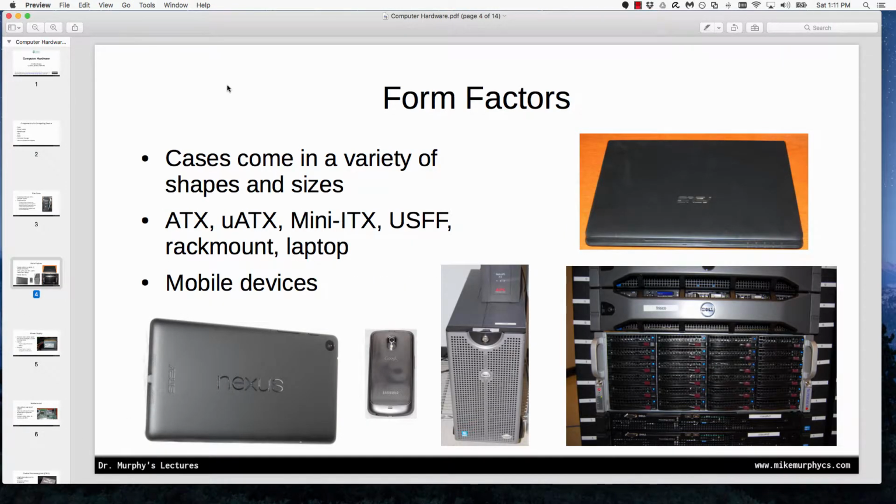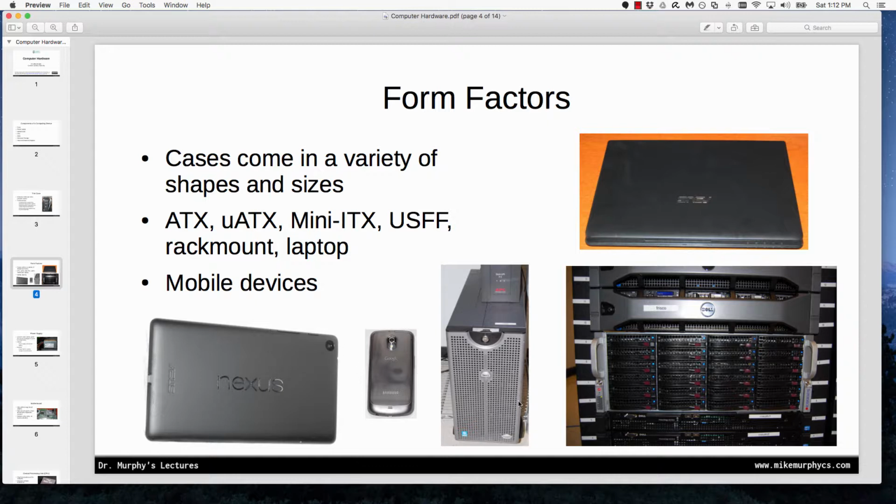Cases come in many different sizes or form factors. So they have specific meanings like ATX, UATX, Mini ITX, USFF. We have rack mount cases, and we have laptops. And then of course also, sort of unconventionally here, we have mobile devices like tablets and cell phones. They have cases as well.